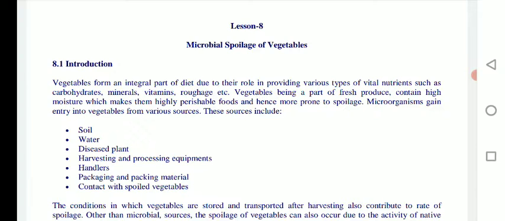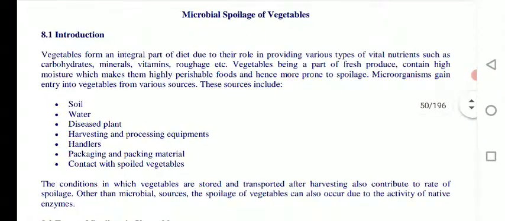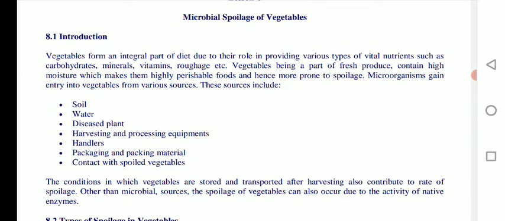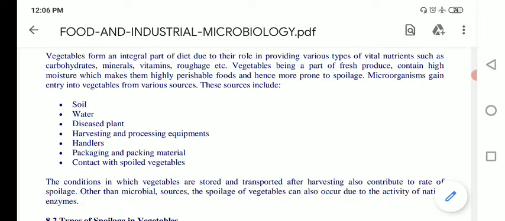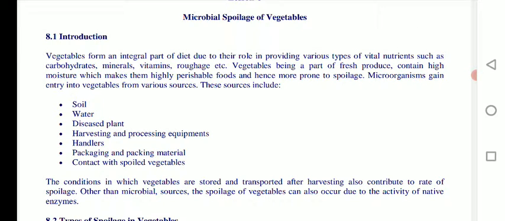Vegetables, being a part of fresh produce, contain high moisture that makes them highly perishable foods and hence more prone to spoilage. Due to the presence of lots of water, vegetables are categorized under highly perishable foods, and they are very prone to spoilage. We have seen in previous lectures that water activity is an essential factor in spoilage of food due to microorganisms, and as far as vegetables are concerned, they have lots of water content, so they are very susceptible.